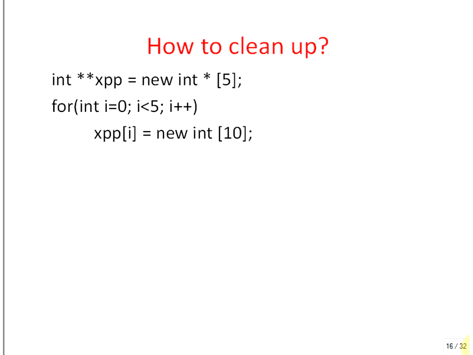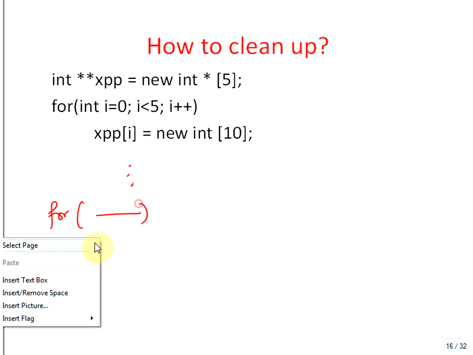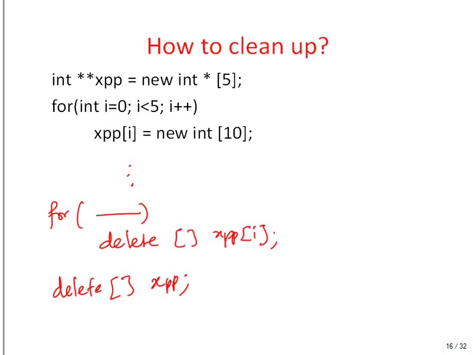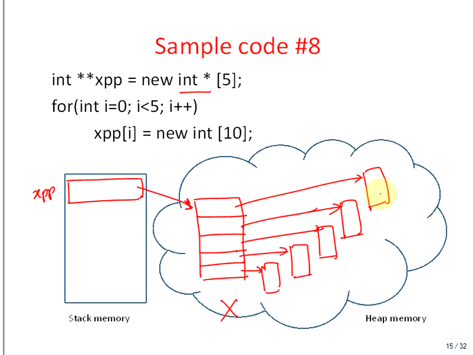So for, same loop, and delete array pointed by xp of I. After doing that, finally do delete array pointed by xpp itself. Does this make sense? See, delete this, delete this, delete this, delete this, delete this, and then delete this. Okay, and return back.